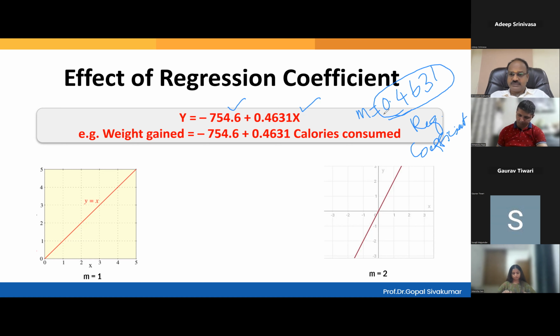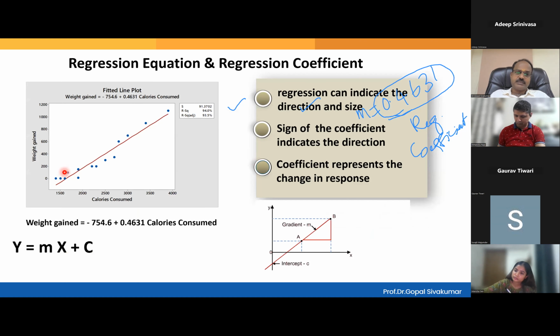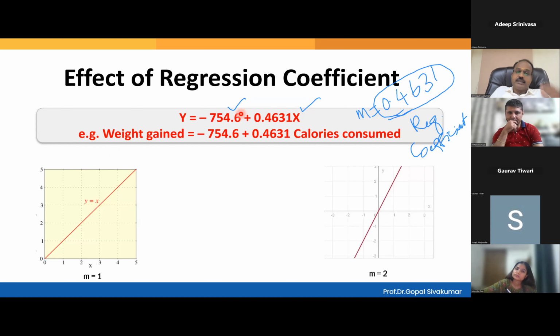Now tell me, this coefficient, is it positive or negative? Positive. That is why the relationship is considered positive. You remember earlier I have shown the graph also. Can you see positive relationship here? Same thing you can understand by looking at the regression coefficient also.